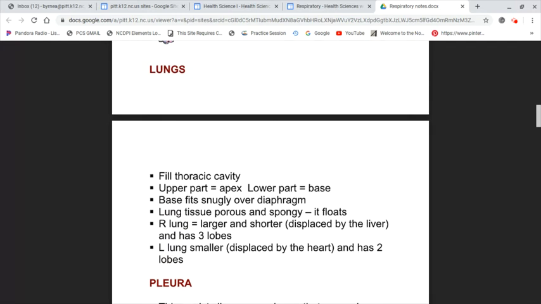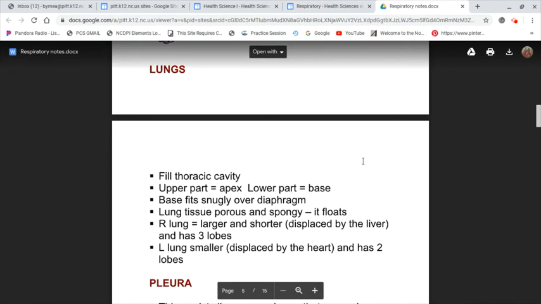Let's talk about our lungs in general. They fill up our thoracic cavity. We already know that. The upper rounded portion is called the apex, and the bottom portion that actually touches your diaphragm is called the base of the lungs.